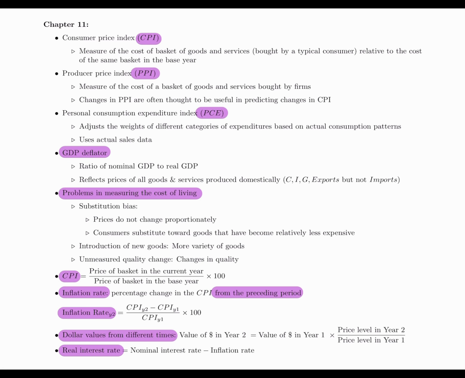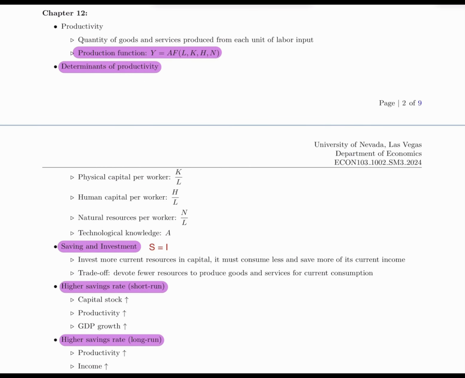In Chapter 12, we delved into the topic of production and growth within an economy. We began with an essential concept, productivity. Productivity is the cornerstone of economic growth and is described by the production function, Y = A F(L, K, H, N). Here Y represents the output level, L denotes the amount of labor, K stands for physical capital, H signifies human capital, N encompasses natural resources, and A represents technological knowledge.